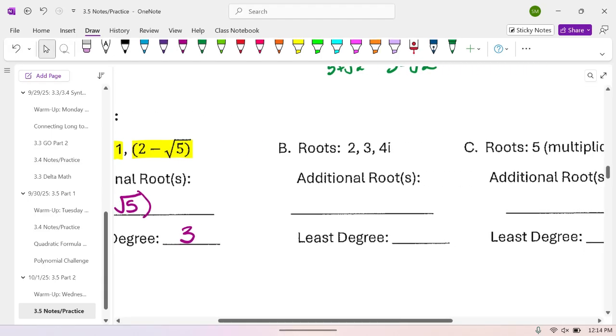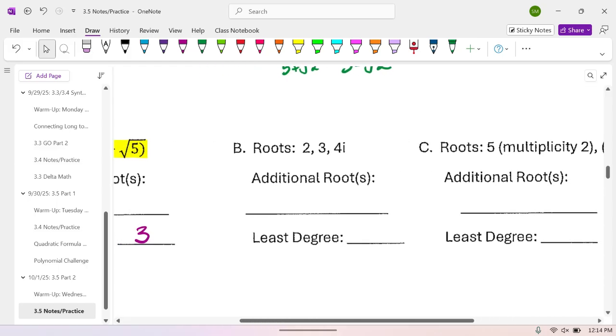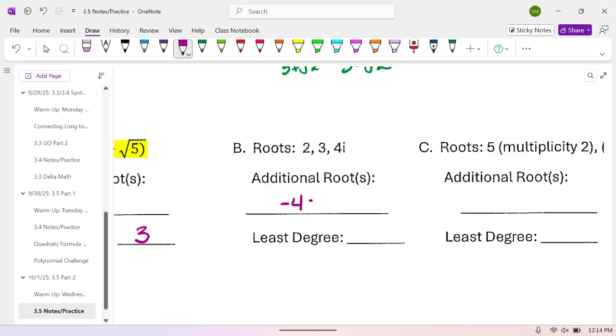So just to make sure we're good, look at letter B. So letter B, we have 2, 3, and 4i as our roots. Do I have an imaginary or a radical in there? Yes. Yes, I have an imaginary. Is the positive and negative version represented? No, just the positive. So I'm missing what? Negative what? Negative 4i. So how many roots do I have total, including the one we just came up with? 4. 1, 2, 3, 4.